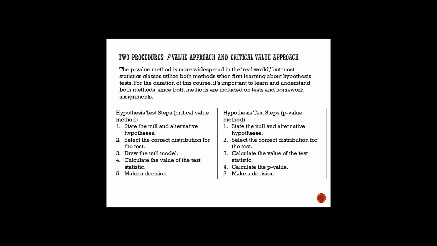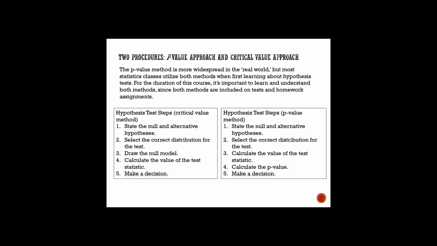First, the hypothesis test steps for the critical value method. Now, this is where we actually find the test statistic and see if it falls into the rejection region. The first thing to do is state the null and alternative hypothesis, and you will always figure out the alternative first, and then the null is the opposite. And second, you're going to use the correct distribution for the test. You're going to use either the z-table or the t-table, right?